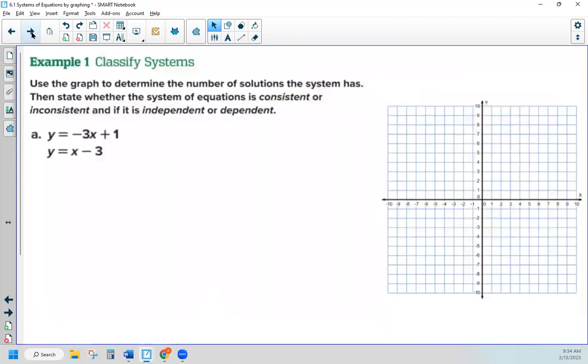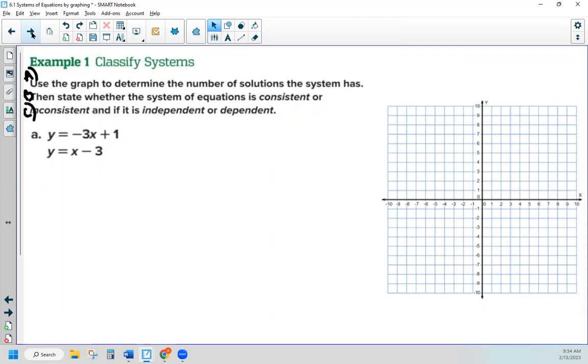All right, example number one. Let's go ahead and see what it is that we want to do here. Use the graph to determine the number of solutions the system has. All right, check it out. That's the first thing they're asking us. Then state whether the system is consistent or inconsistent, and if it's dependent or independent. Dependent or independent, we'll talk about that in a second, okay?